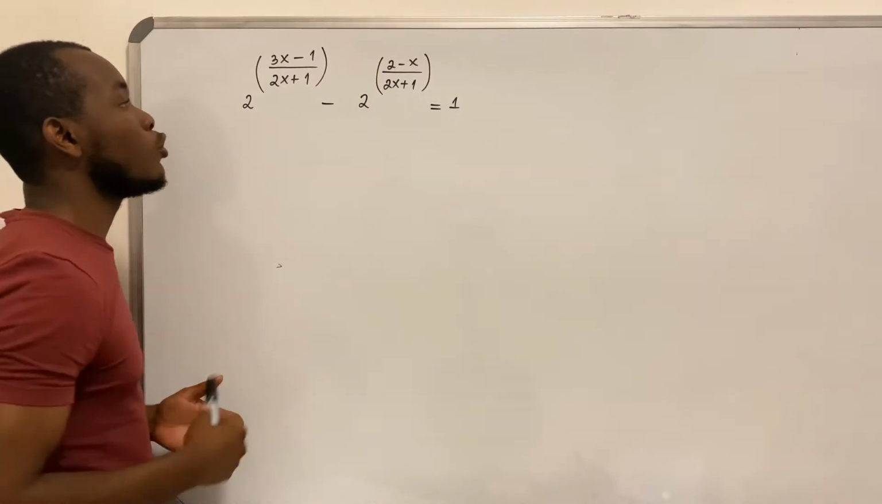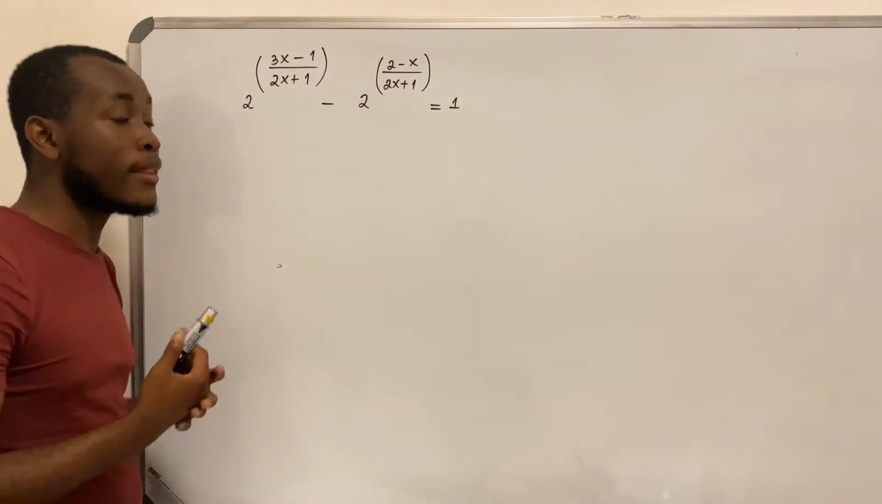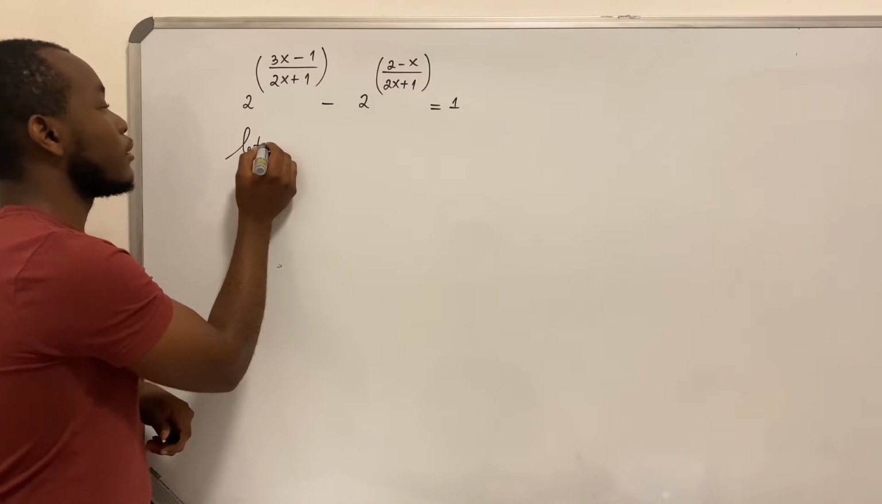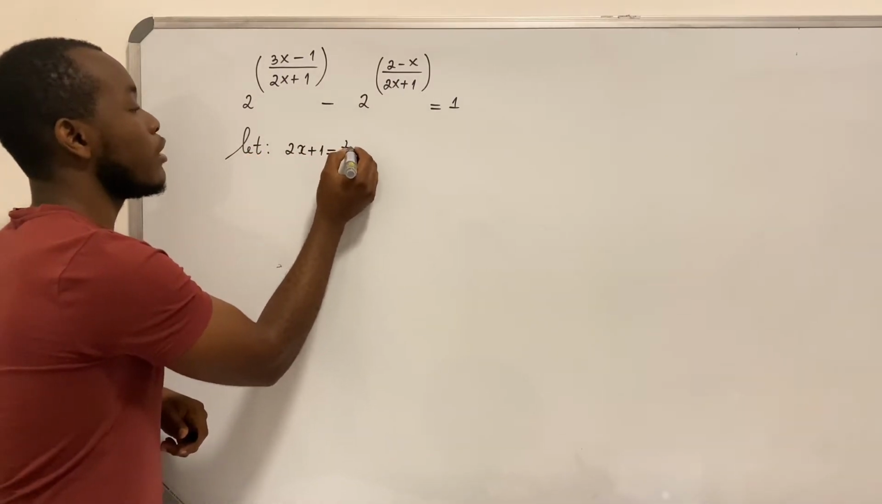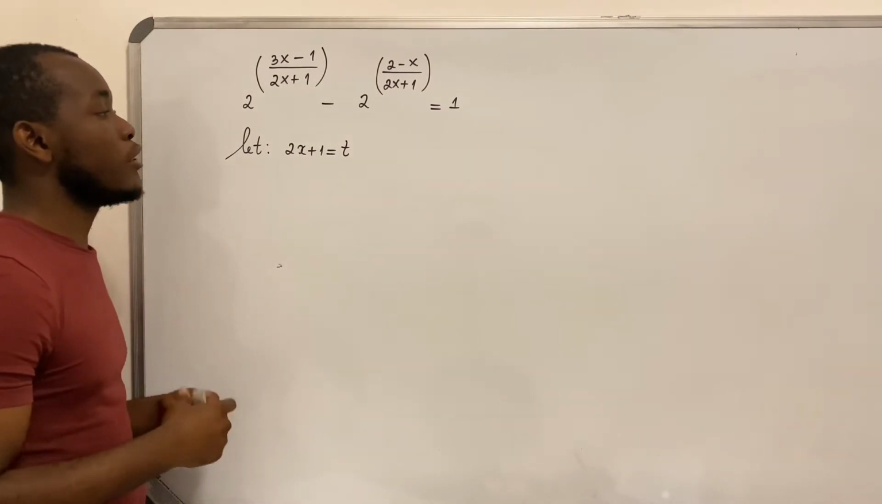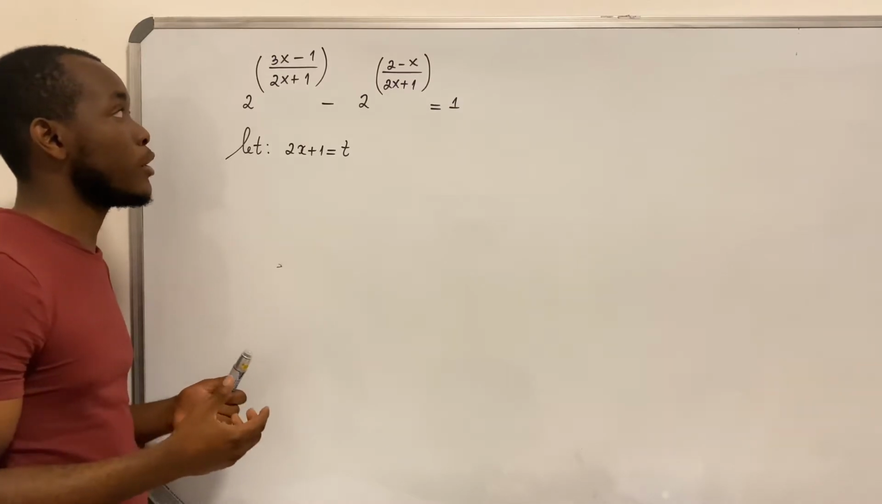For this exponential equation, the approach that we're going to apply is letting the denominator be equal to a new variable. Why the denominator? Because the denominator expressions are the same. So we can let 2x plus 1 be equal to, let's say, a variable t. But if 2x plus 1 is equal to t, we realize that the numerators are different. It's not 2x plus 1.